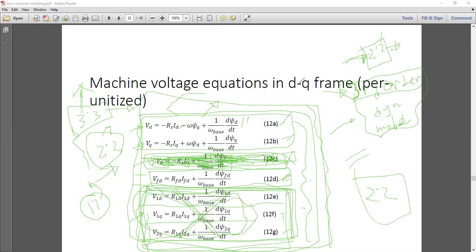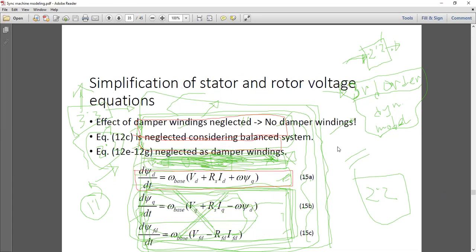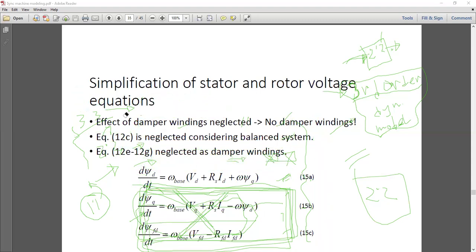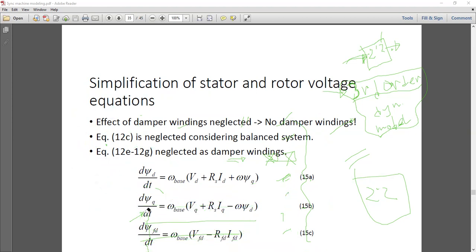So now we reduce the size. After these simplifying assumptions, we will be left with what? We will be left with 12A due to the stator coil, 12B again due to the stator coil, and VFD due to the field coil. So these three equations will remain. Now we will just rearrange those three equations.